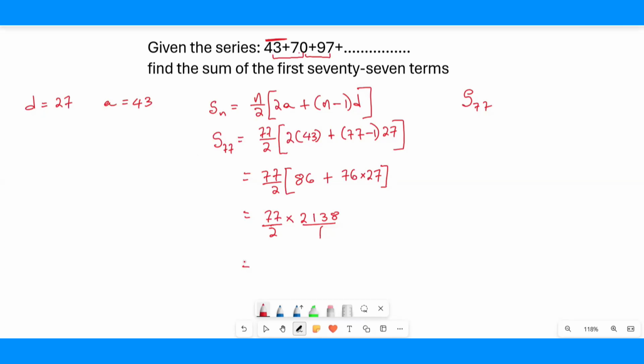Then the sum of the first 77 terms is going to be 82,313. There it is.